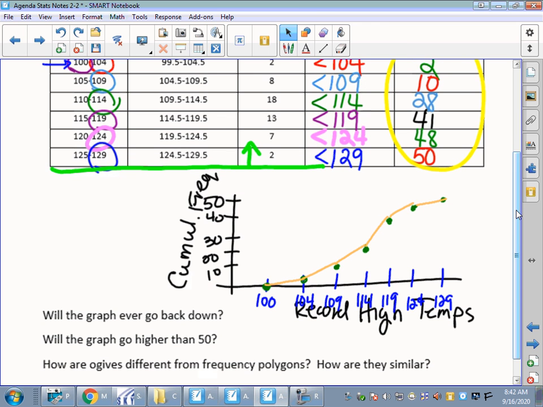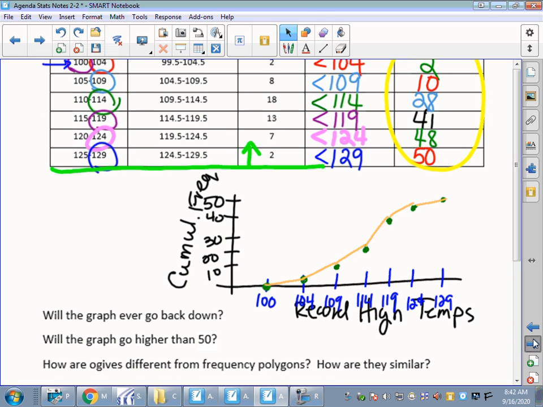And ogives are a lot different from frequency polygons. They're different because they use a cumulative frequency rather than the frequency itself. So our shape is different, but of course they still use dots and line segments. So all that stays the same.